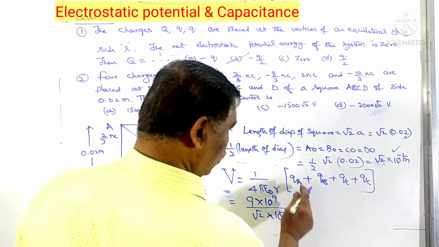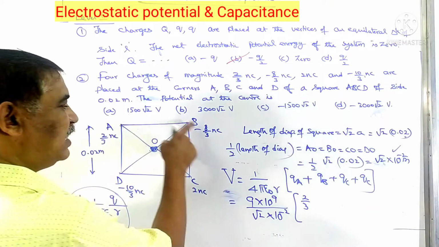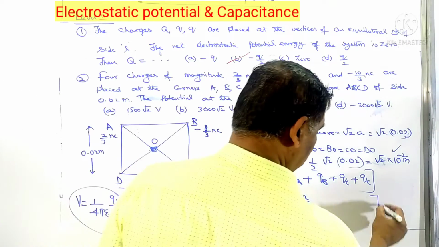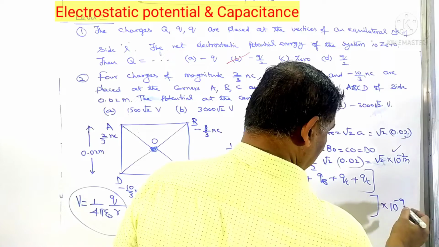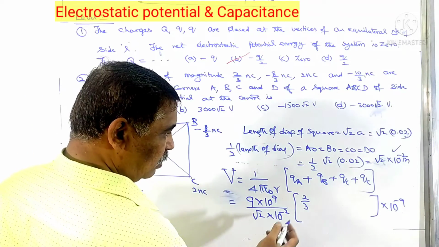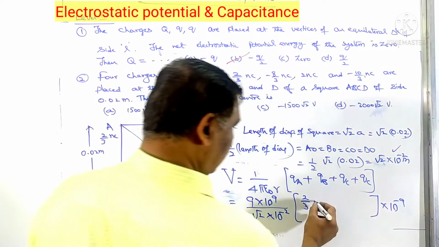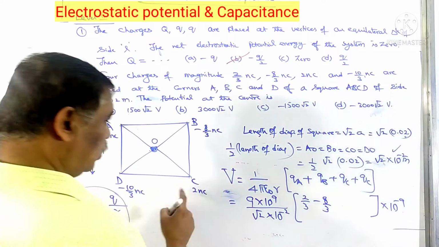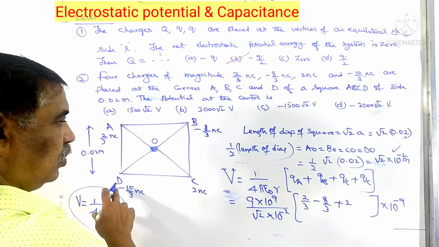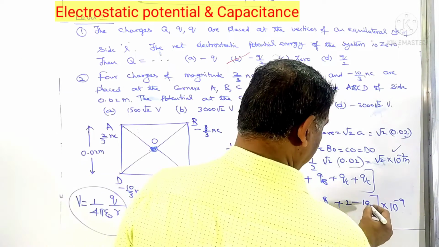So QA, charge at A is 2 by 3. For all these charges, nanocoulomb is given. Nano is 10 power minus 9. We can put it outside. So I put 10 power minus 9 common from all these charges. Put it outside. So QA is 2 by 3, I have written. Here minus 8 by 3 comes for this. QC is plus 2 nC, so I have written 2, 10 power minus 9 is outside. For D, charge at D is minus 10 by 3, put this in.